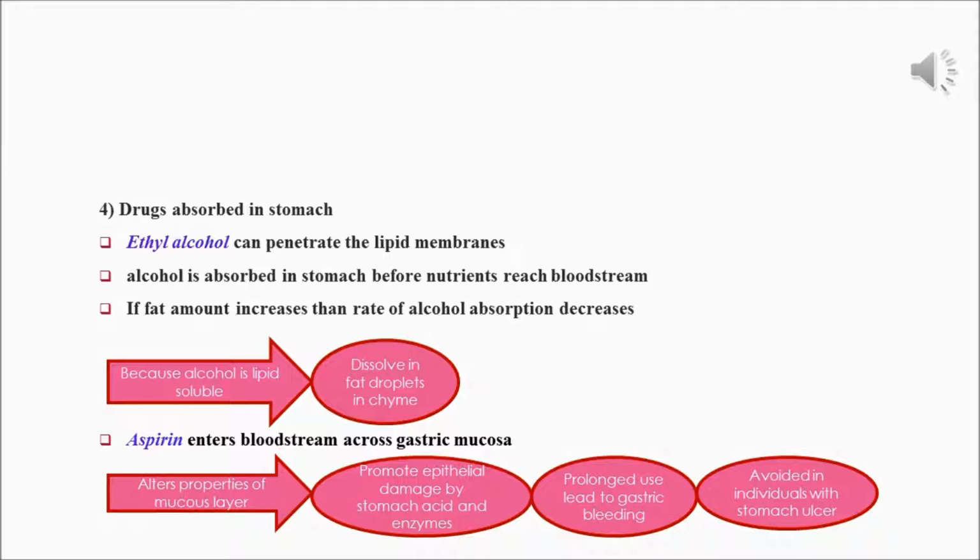Next is aspirin. Aspirin will enter the bloodstream across the gastric mucosa. It will alter the properties of the mucus layer, which will promote epithelial damage by stomach acid and enzymes. Prolonged use of aspirin will lead to gastric bleeding. So, aspirin should be avoided in individuals with stomach ulcers.